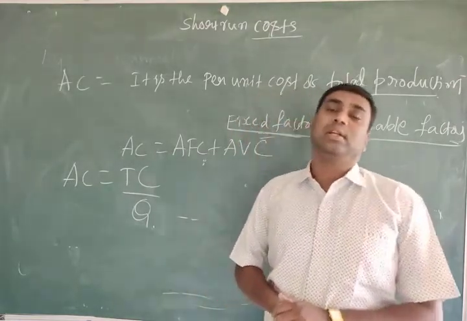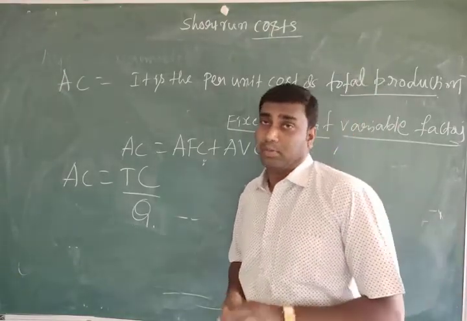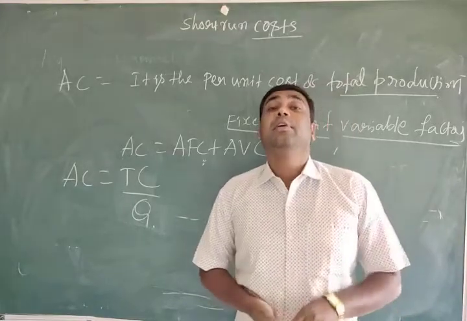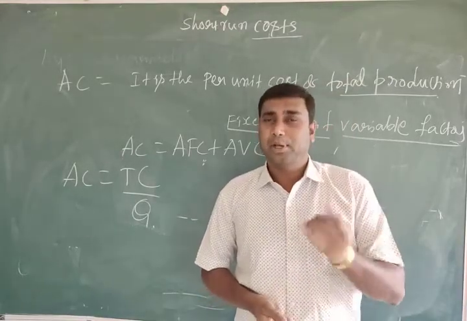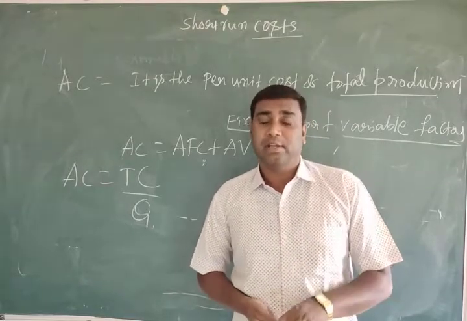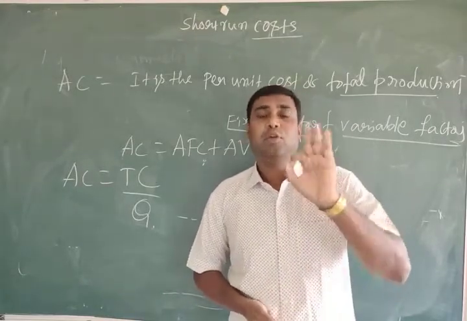Average cost is both: the per unit cost of total production. AFC, per unit cost of fixed factor. AVC, per unit cost of variable factor. AC, per unit cost of total production.